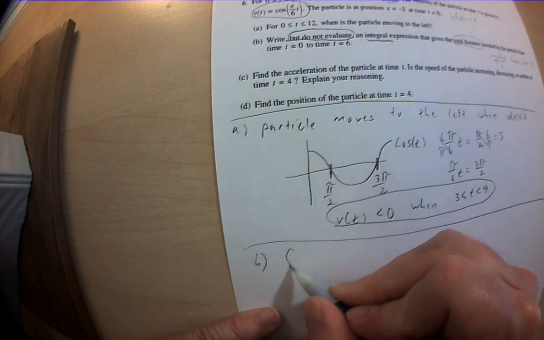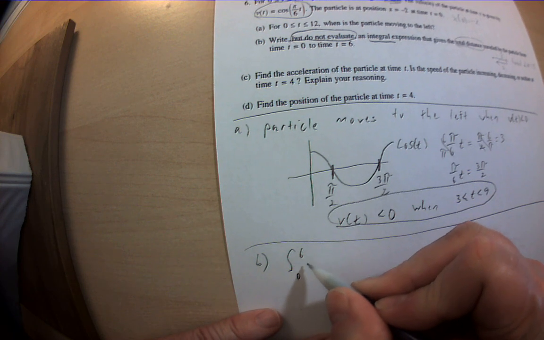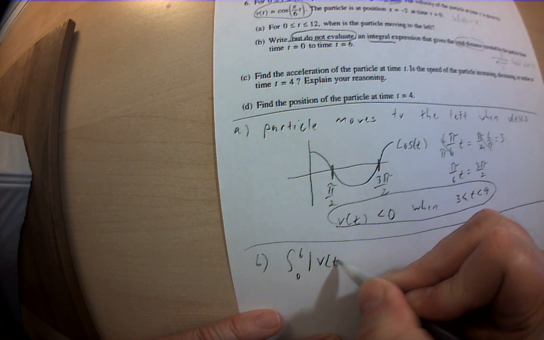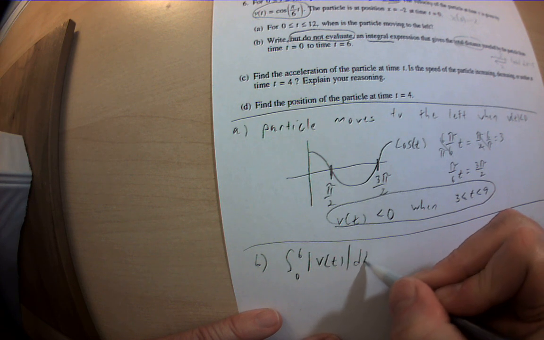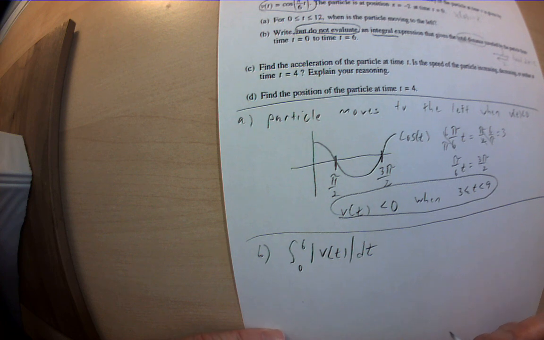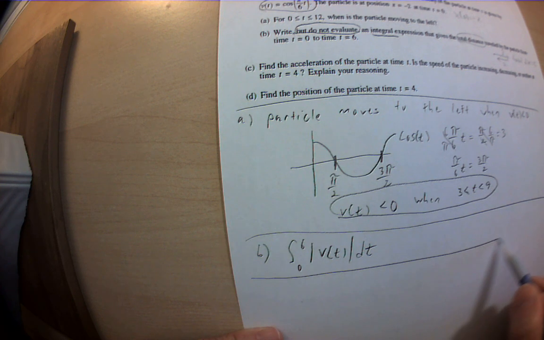So b, it's an integral. I'm taking the integral from 0 to 6. To get position, I integrate velocity. So it's the absolute value of velocity. And that's it, guys. That's all they're looking for. That's an easy 1 point.